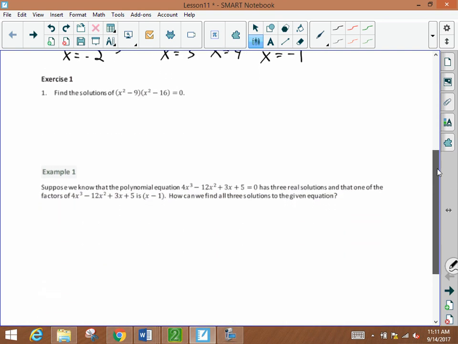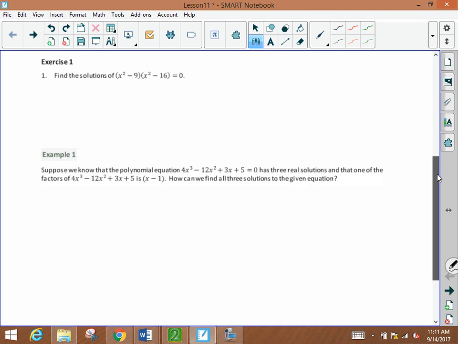Okay, let's find the solutions of x squared minus 9 times x squared minus 16. With this one, you guys probably learned this as well in Algebra 1. There is a general formula called difference of squares. It turns out that a squared minus b squared is equal to a minus b times a plus b every single time. All the time. Every time.